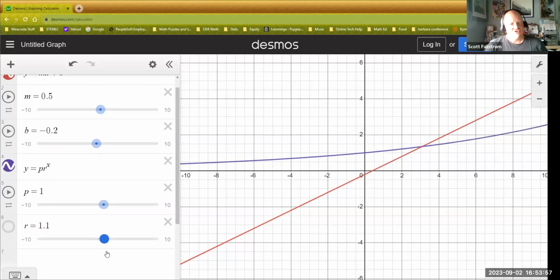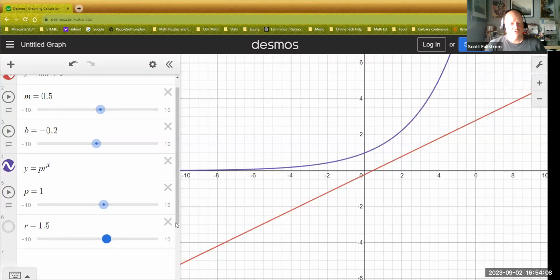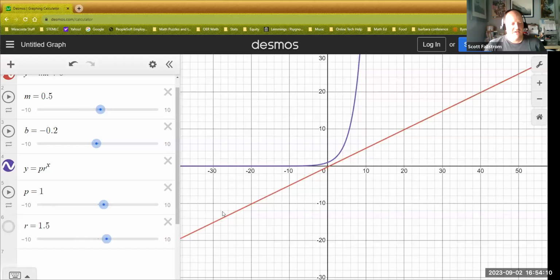If you watch, as I change this r value, the purple curve curves up more. See how it's twitching just a little? And if I zoom back, you can really see the power of this type of curve. So this curve, again, is geometric.